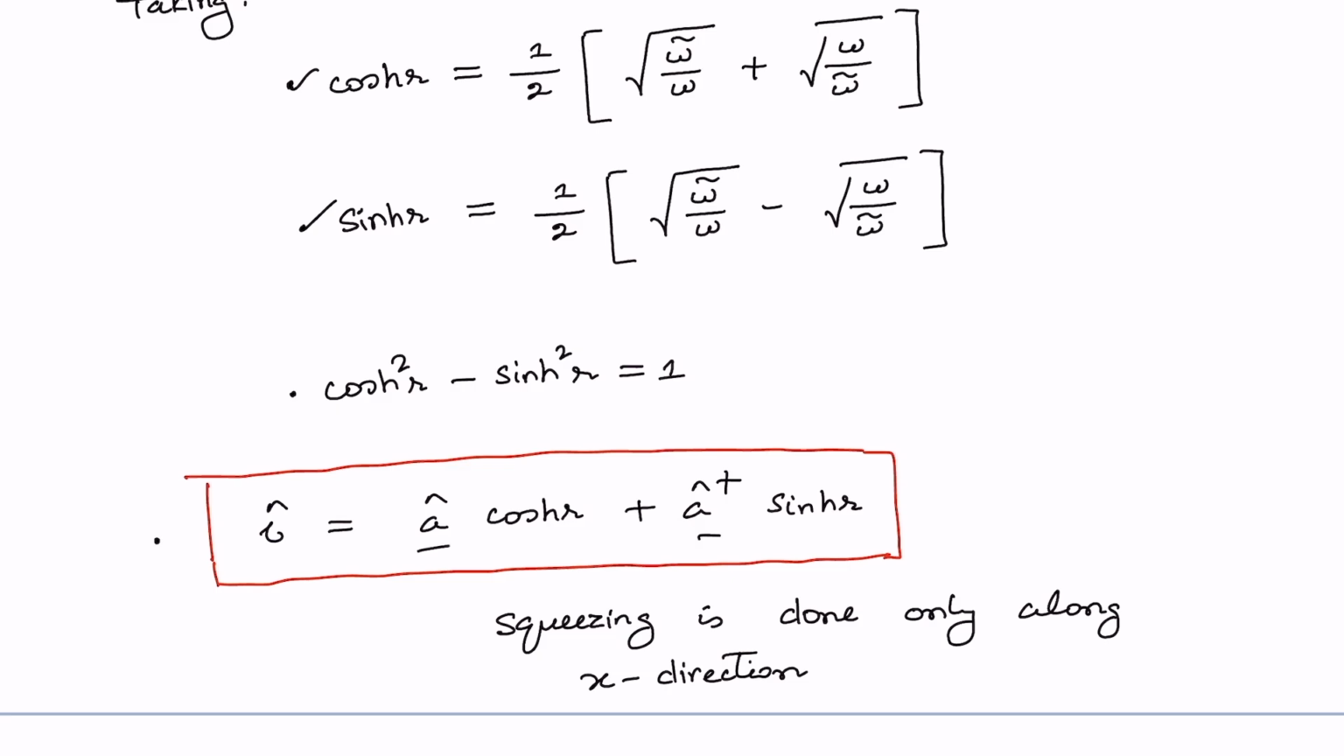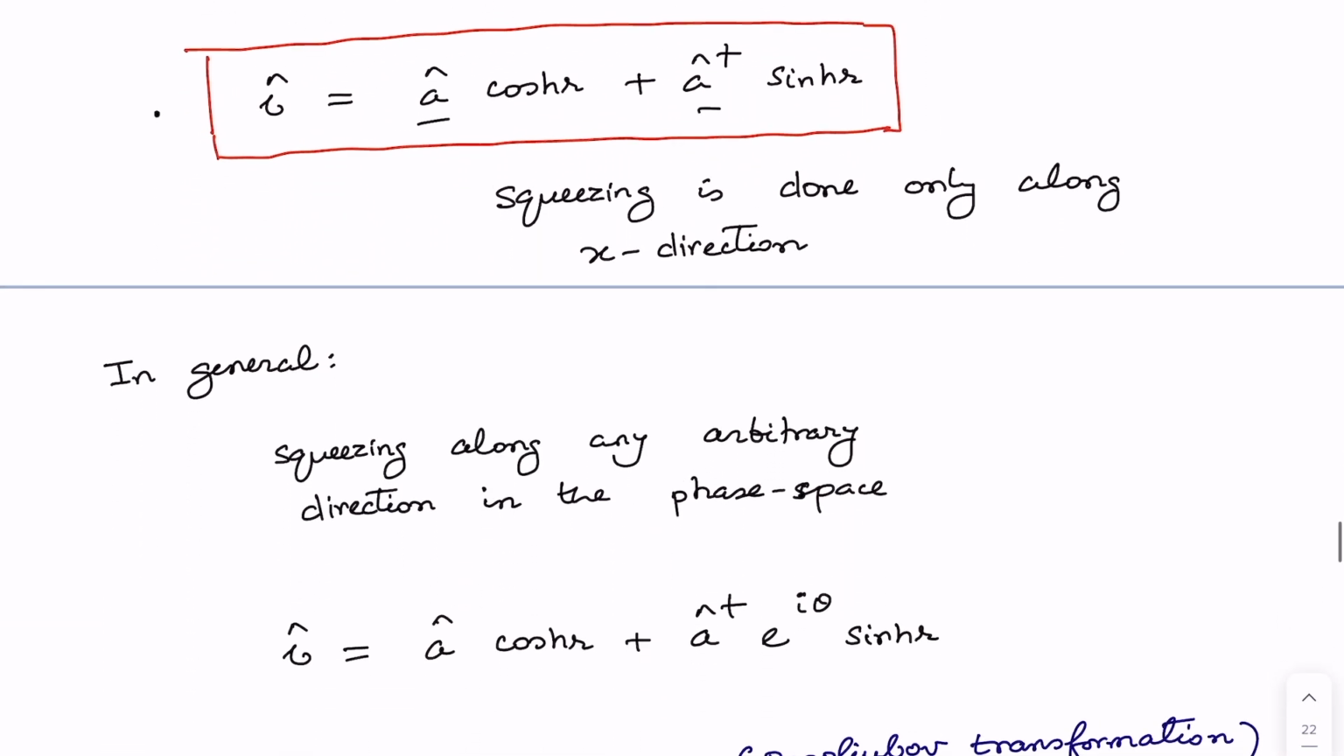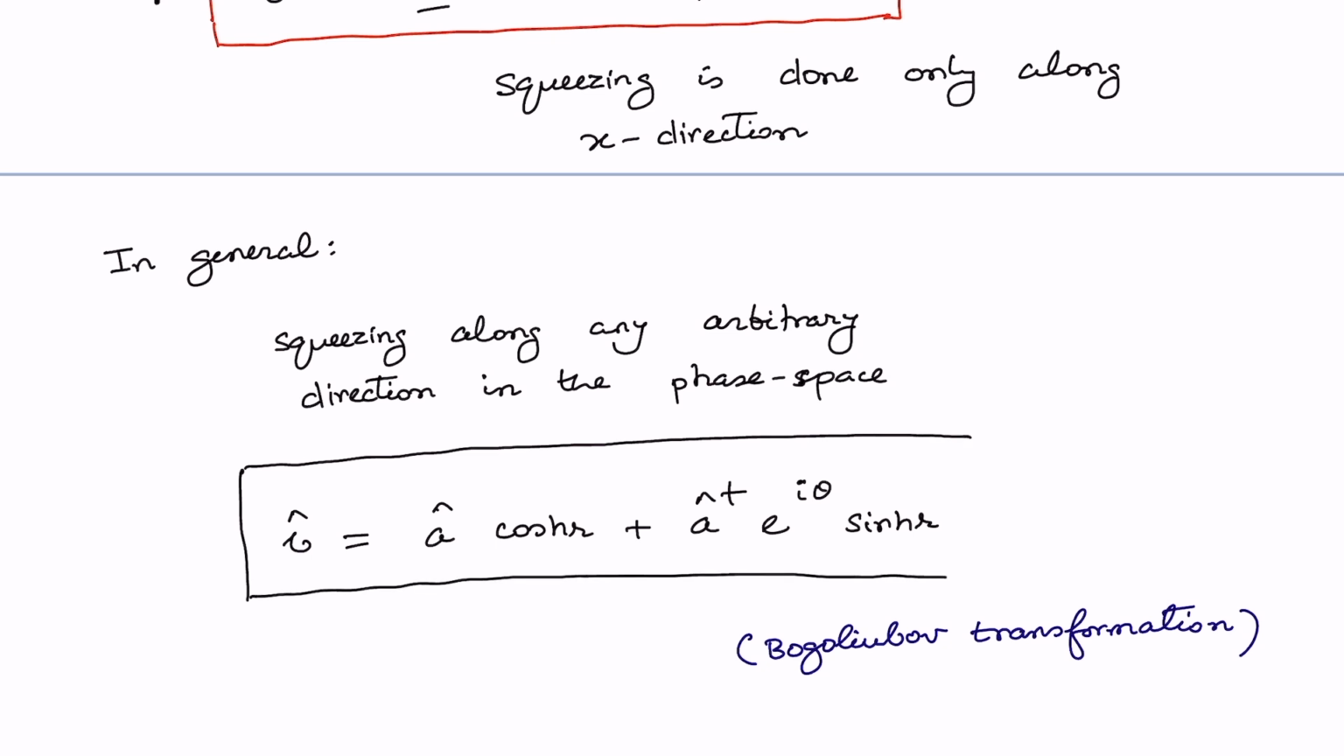Now here the squeezing is done along the x direction only. In general, squeezing can be done along any direction in the phase space, and if you do that, then you can define a general expression for the new annihilation operator for the harmonic oscillator, and there is going to be a phase factor, that is e to the power i theta term, and theta equal to 0 refers to the fact that the squeezing is done along the x direction in the phase space, and this particular transformation is known as the Bogoliubov transformation.